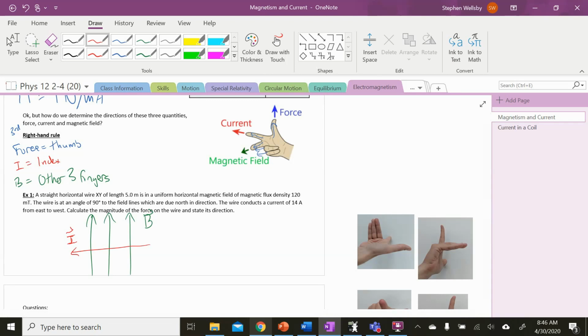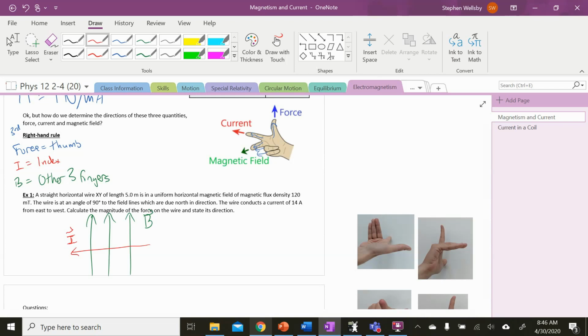So what is going to be the magnitude of the force? First of all, calculate that. And also, I want you to figure out the direction. So how can you keep your hands? The secret to this is that you can change the orientation of your hand, but you can't change the shape of your hand. So you have to have all of these at 90 degrees.